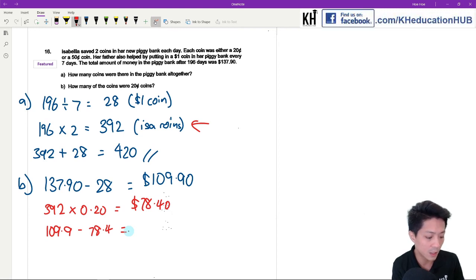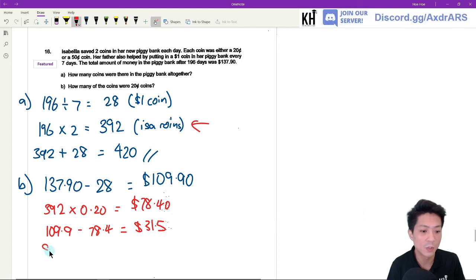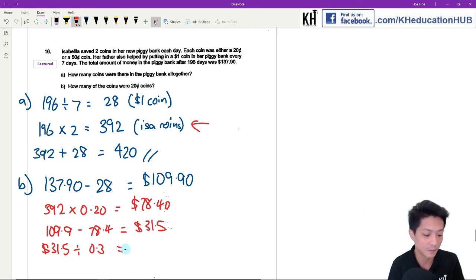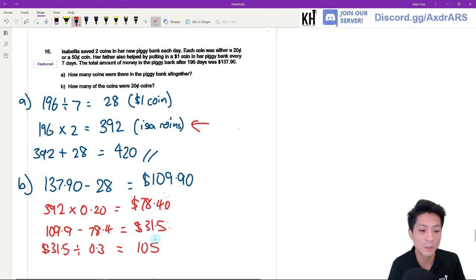0.9 minus 78.4. Okay, $31.50. The last step would be to use $31.50 divided by the difference, which is 0.3. It's going to give me 105. But this 105, I believe, is the number of 50-cent coins.